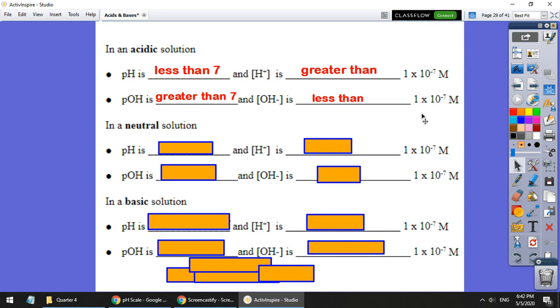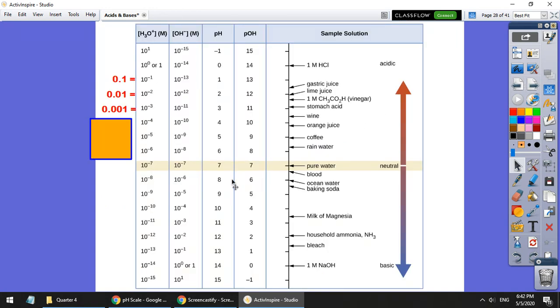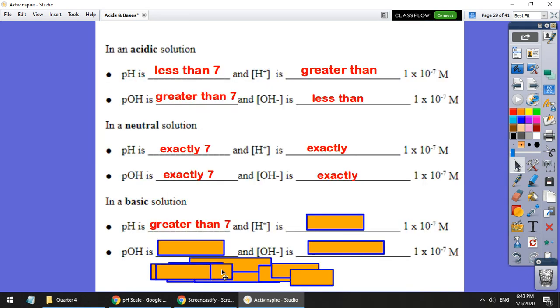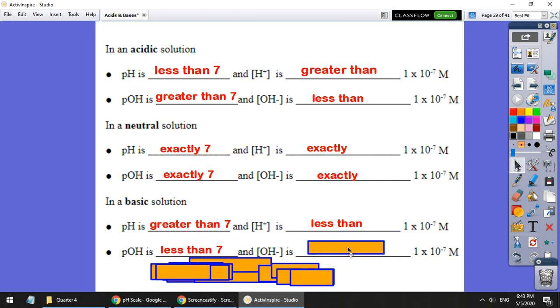Okay, we're back. So for a neutral substance, like we saw in the animation, pH and pOH are both the same, and they're both exactly 7. H plus concentration and OH minus concentration, both exactly the same, and they're both exactly 10 to the negative 7. Now, with bases, if we look back at our chart, they have a high pH above 7 and a low pOH below 7. What about our H plus concentration and our OH minus concentration? Bases are going to have a very low H plus concentration and a very high OH minus concentration. So that H plus concentration less than 10 to the negative 7 and OH minus concentration is greater than 10 to the negative 7.